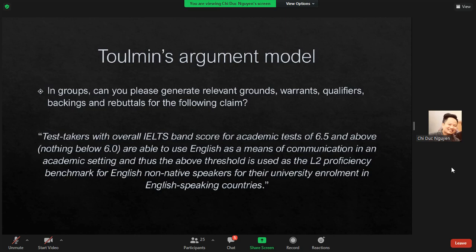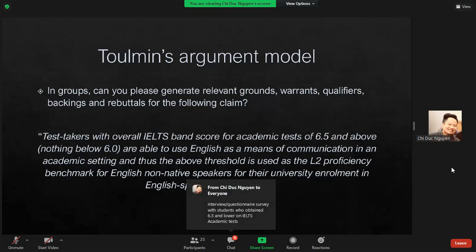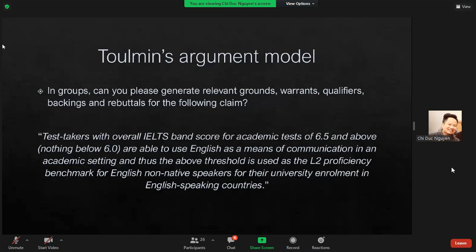students who obtain 6.5 and lower on the IELTS academic test. Okay, and to see whether they are able to perform well linguistically or in some kind of communicative performance task over here. Okay, so that is something that we need to have in terms of the round. Yeah, so that is going to be some kind of direct round, some kind of empirical evidence.